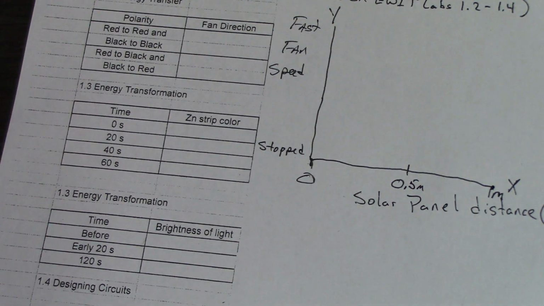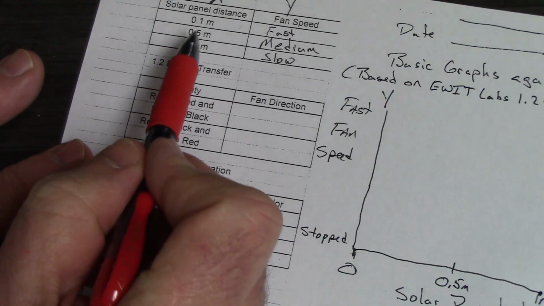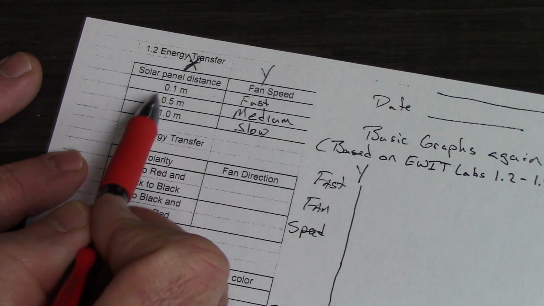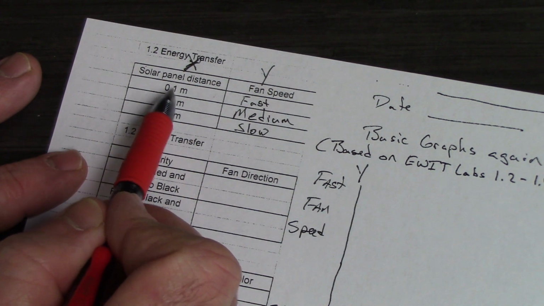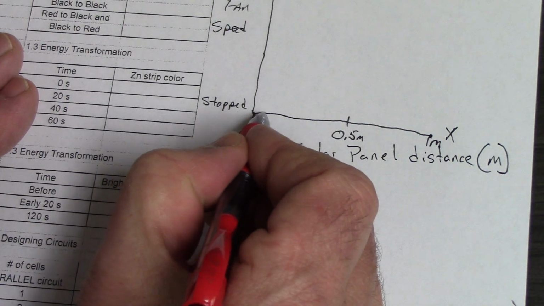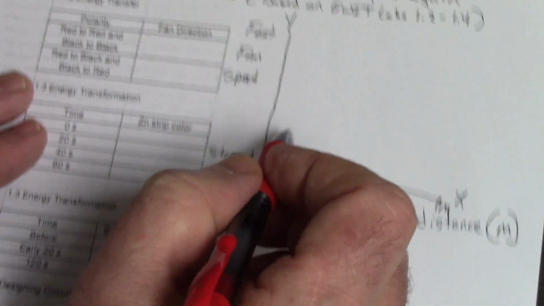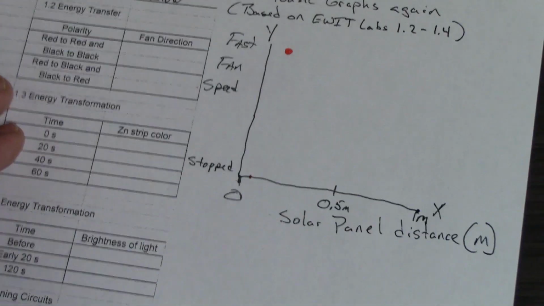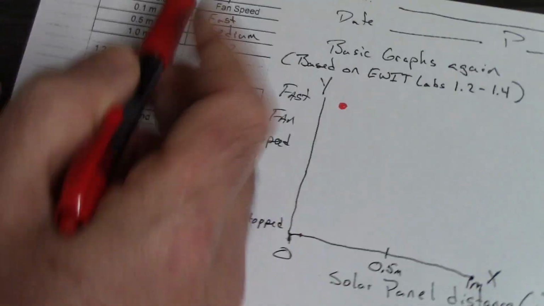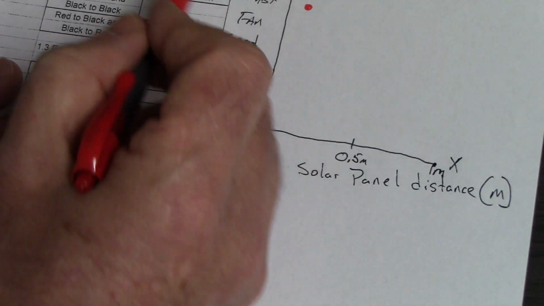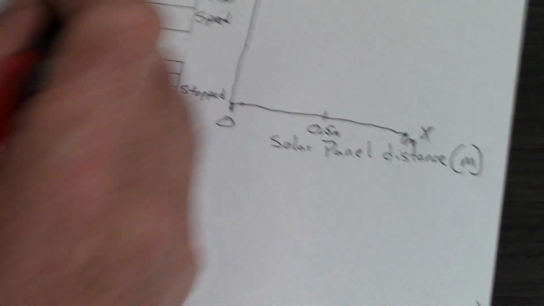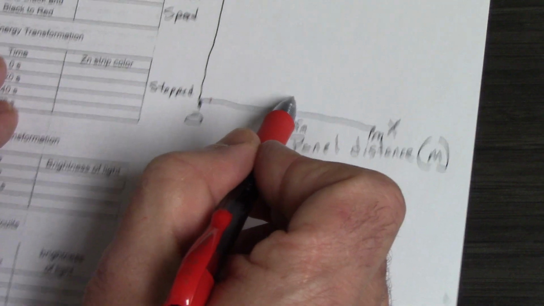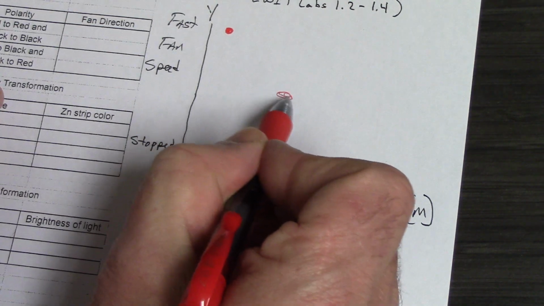Now, to put data on this chart, we're going to look at the T-chart. We're going to go across 0.1 meters and up to fast. So across to 0.1, and I'm estimating, and up to fast, and I'm going to put a dot. That just tells me that I know what this first piece of information is. The second one, half a meter. So across half a meter and up to medium. Across half a meter, up to medium.